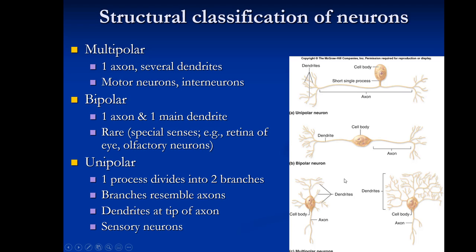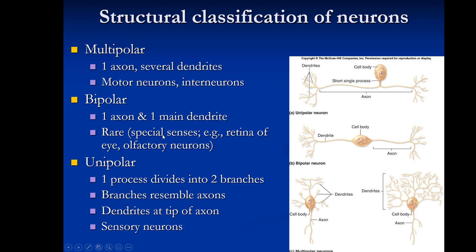All right, then we have some differences. I'm going to go back up to unipolar. So unipolar looks like this, has a weird look. It has a cell body, has one extension coming off of it, and then two branches, both labeled as axons, and at one end you have some dendrites. So this is what sensory neurons look like. These are classified structurally as unipolar neurons. So most sensory neurons are unipolar. They look like this.